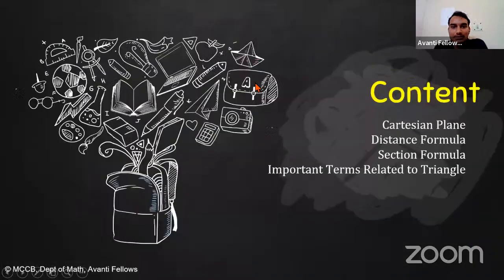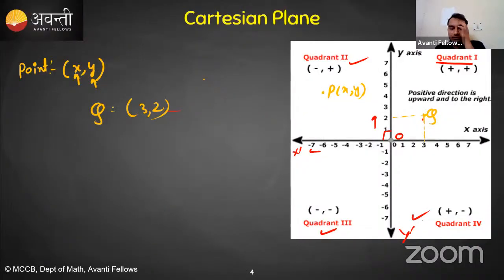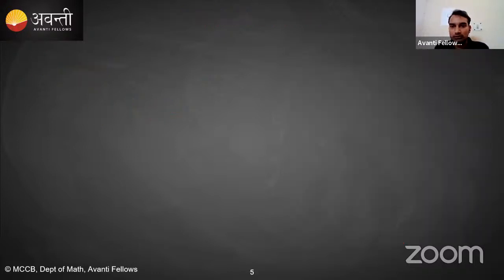the chapter named straight lines. Before starting straight lines, I'm just giving an introduction to the Cartesian plane and coordinate system, just familiarizing you with these things. Today's class will be a very simple introduction about the coordinate system, the triangle and all those things. Okay, chalo, let's start.